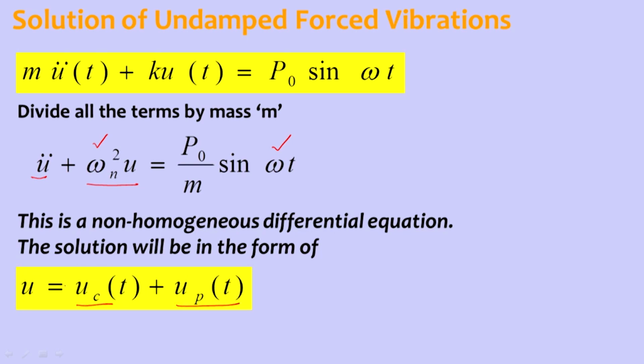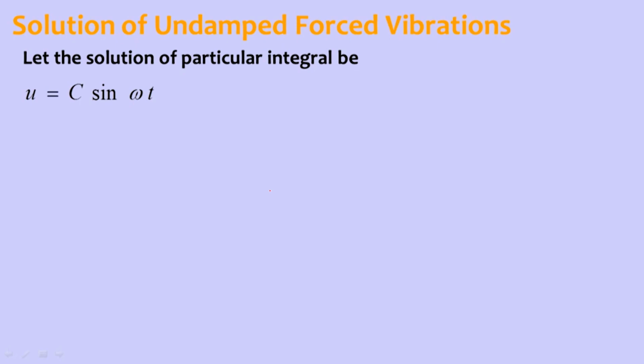The complementary component depends on the natural properties of the structural system, and the particular integral depends on the force being applied. Now let us evaluate the particular integral and complementary function. How will the particular integral be? Usually if the forcing function is sin omega t, the particular integral will also be of the form c sin omega t, with some constant c which we need to evaluate.